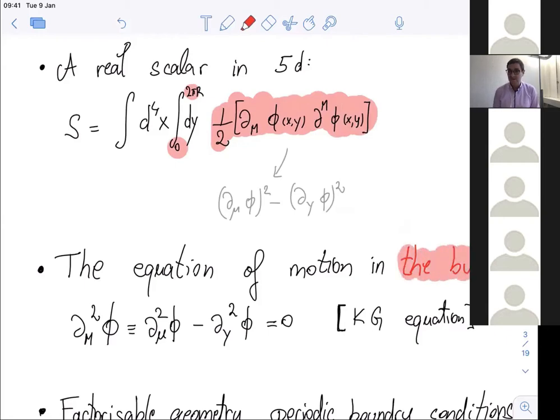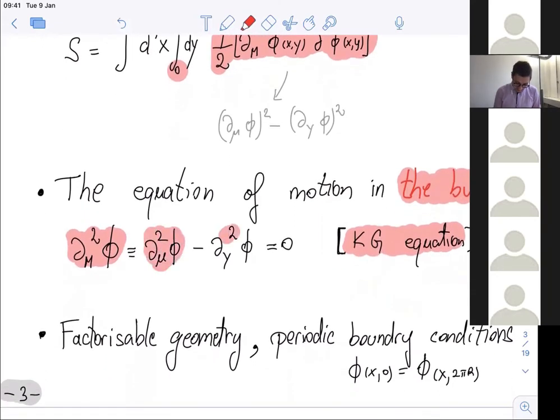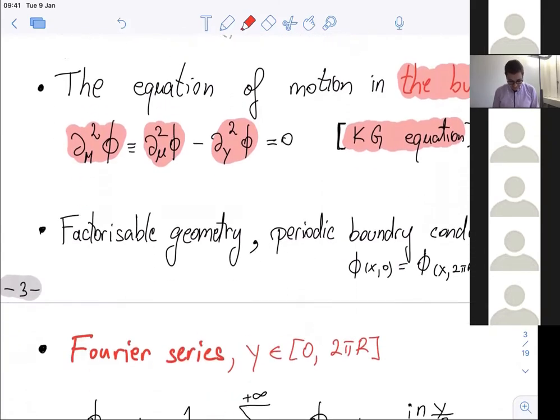And this is just a 5D Klein-Gordon equation. So we have a free scalar field. It has a Klein-Gordon equation in 5D, and this is how it looks. This is the derivative with respect to all coordinates, and it factorizes basically into the 4D part and the derivative over y. So we have this factorizable geometry. Plus, we are on a circle, or finite interval, so there is a periodic boundary condition. These are special features.